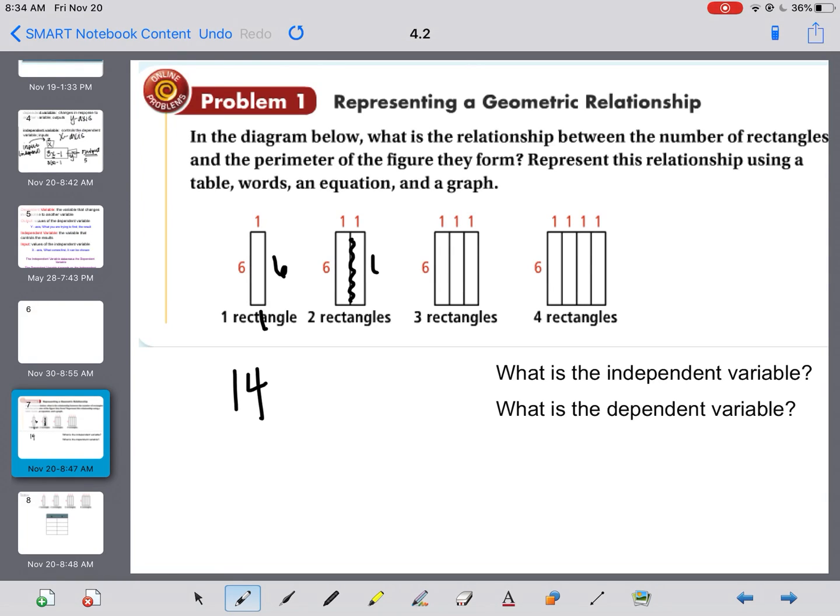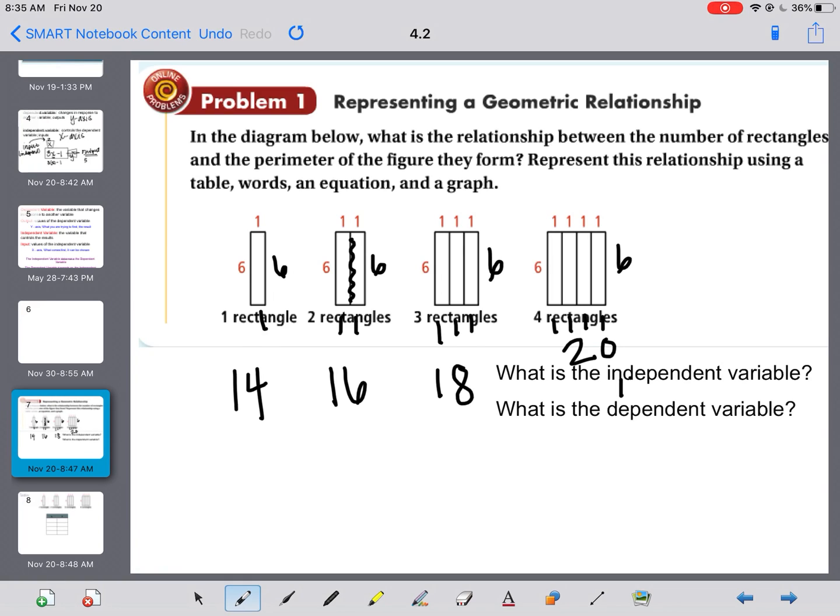Okay, we know that this side would also have to be 6, and this would be 1. So if I add up all the sides, I get 14. Okay, if I have 2 rectangles next together, now this side doesn't do anything for us anymore. So I would add up all the sides, and I would get 16. Okay, 3 rectangles all put together, I would add up and get a perimeter of 18. 4 rectangles added together would give me a perimeter of 20.